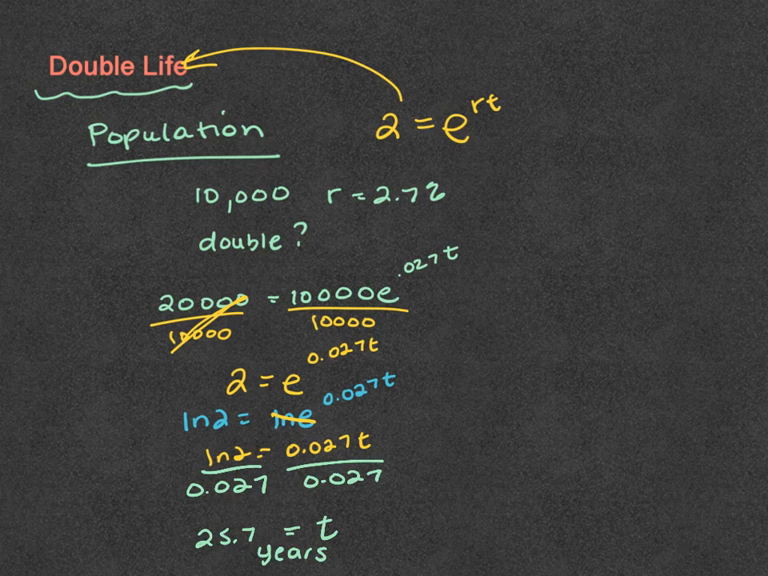Just like with half-life, we can do the same applications with double life. So you can either be given the rate and you're looking for the time, or you can be given the time and you're looking for the rate.